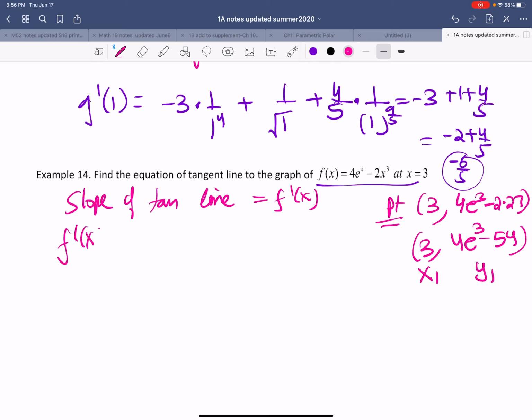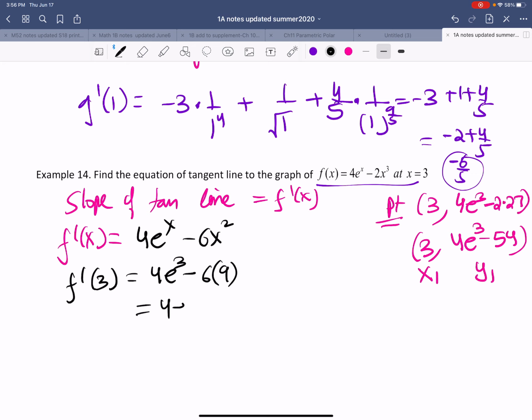Let's find the derivative f prime of x at the point 3. Once we find the general derivative, we're going to evaluate it at 3, because we want the equation of the tangent line at that particular point. f prime of x would be 4e to the power x minus 6x squared. And f prime of 3 would be 4e to the power 3 minus 6 times 9, which is 4e to the power 3 minus 54.